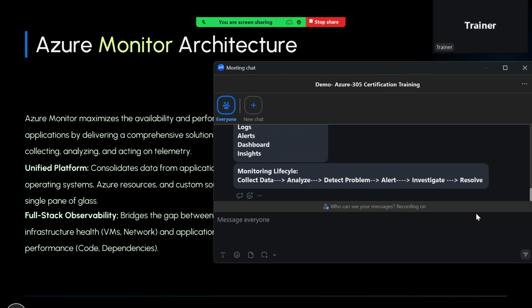So these are the monitoring life cycle steps. Please keep taking notes from the chat. So what are the real world enterprise scenarios?